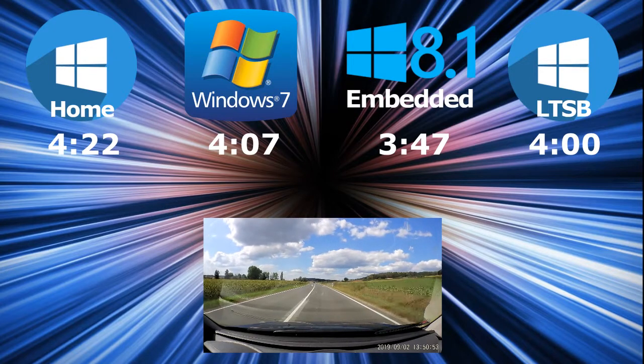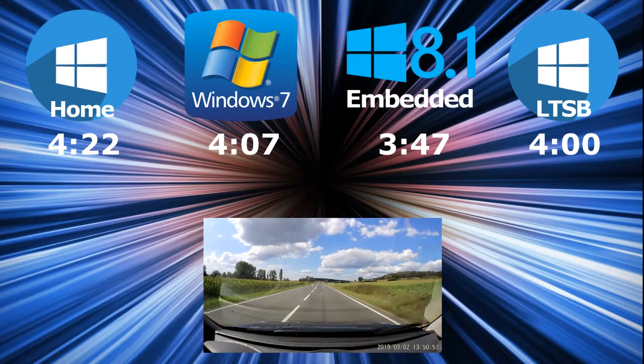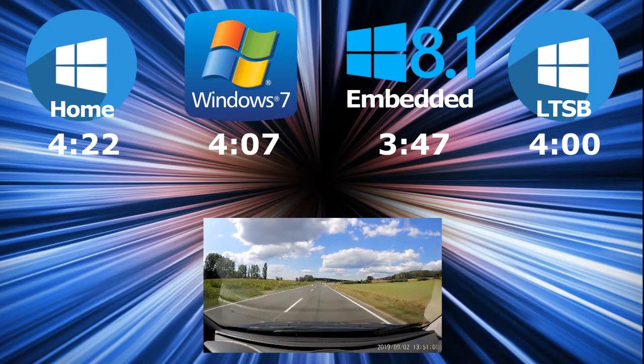As you can see, for the second time 8 embedded wins, and the second place is taken by 10 LTSB. And note how much faster they are than the usual 10. The performance of the 8 is already 13% higher.